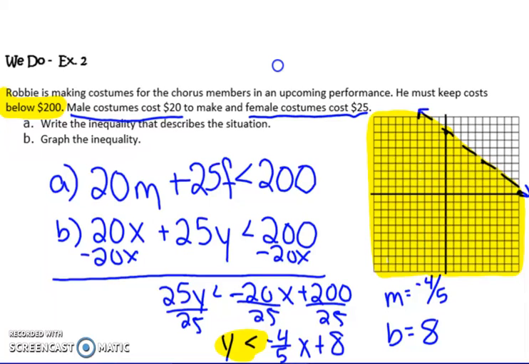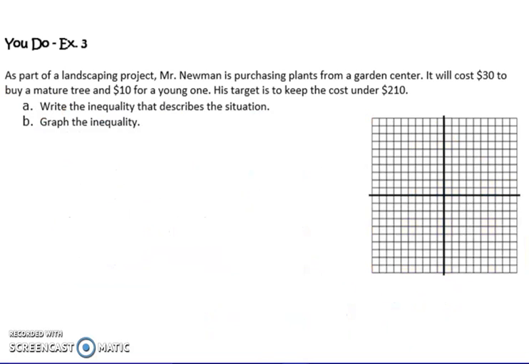I know he cannot spend or make negative costumes, but for the point of this graph, we are going to graph it into the negatives. Typically, what you will see is it'll just be the first quadrant for something like this, but I want to make sure we really focus on graphing because that's the important part, and we need to make sure we understand which side we are shading because, again, that makes all the difference.